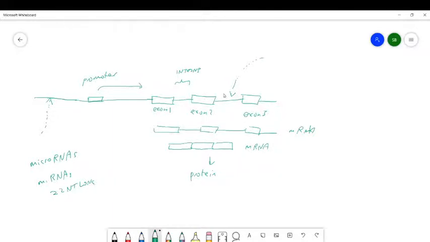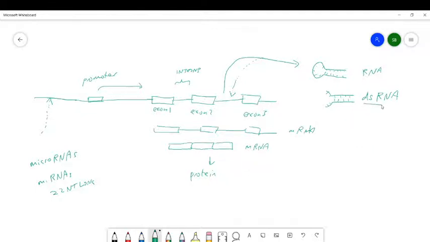Well, they're transcribed into a hairpin structure like this, made of RNA. This then gets processed to get rid of the hairpin structure. So you've now got double-stranded RNA.